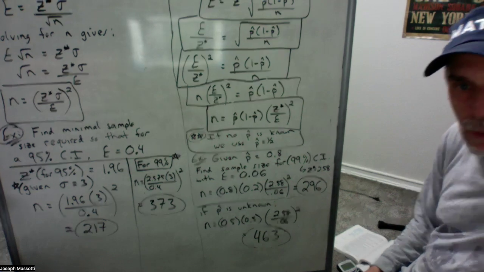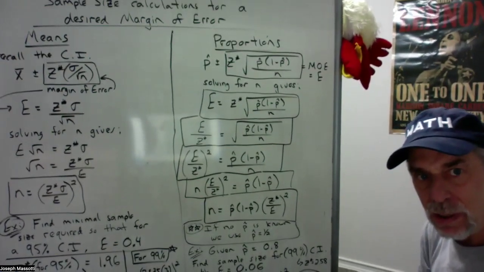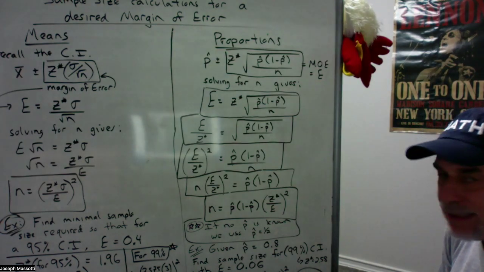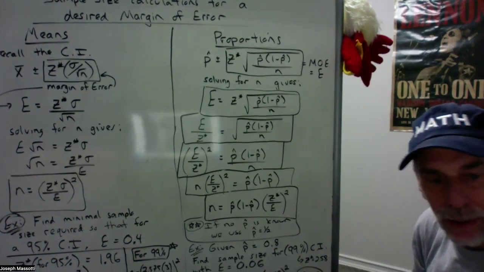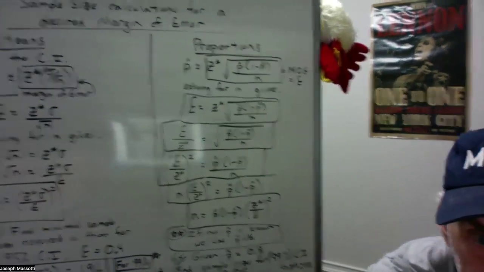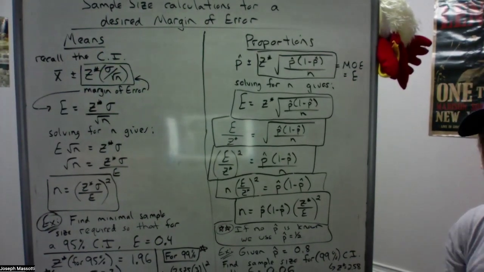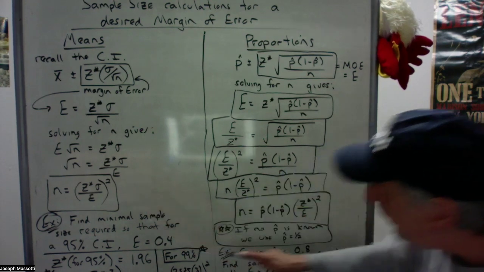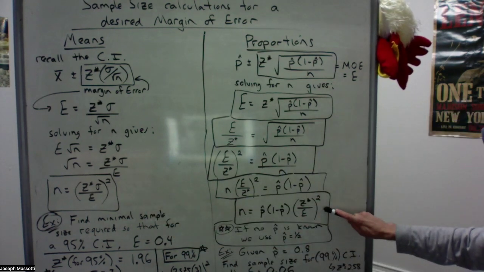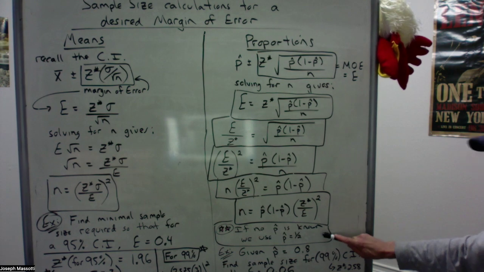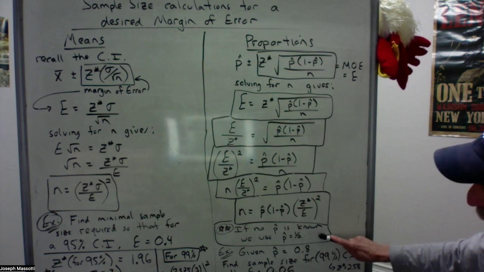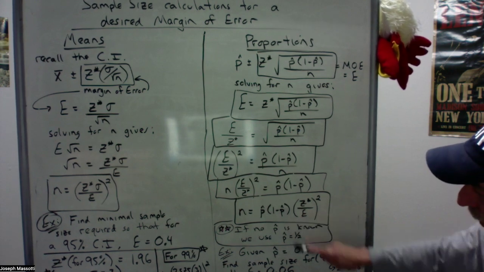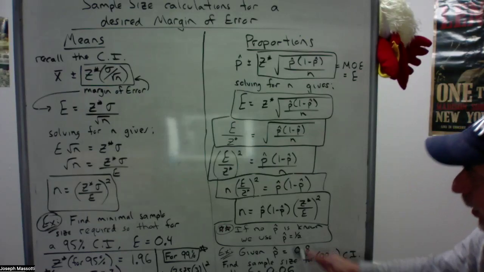All right, so minimal sample sizes needed for desired margins of error. This is something you want to understand and use. This is the formula for means. This is the formula for proportions. For proportions, you have two cases. If you know p hat, you use it in the formula. If you don't know p hat, you use 0.5 in the formula.